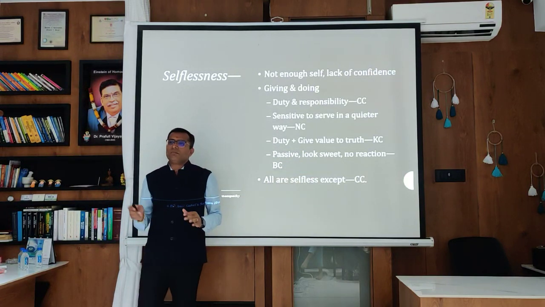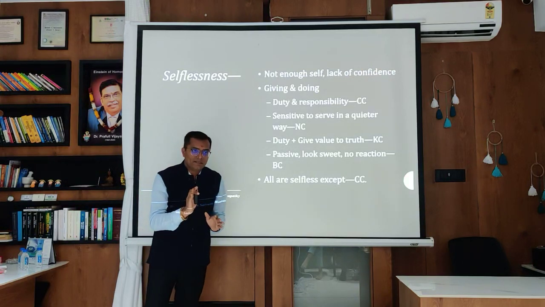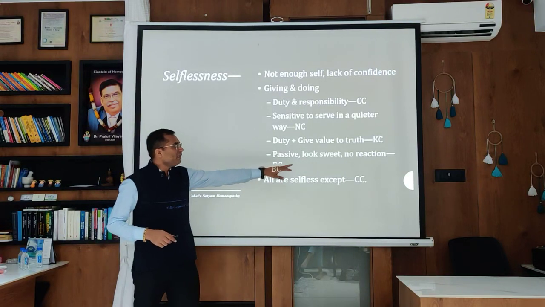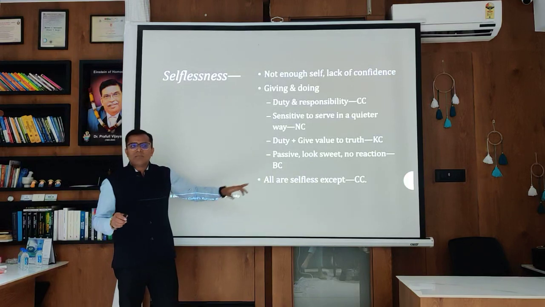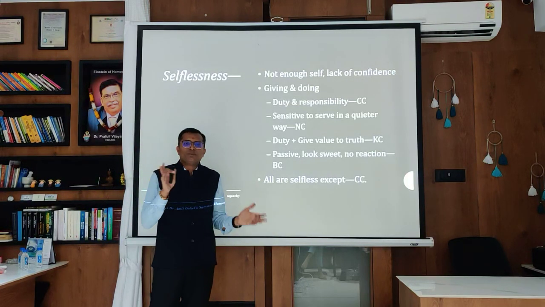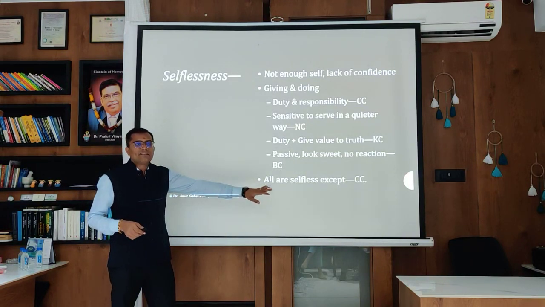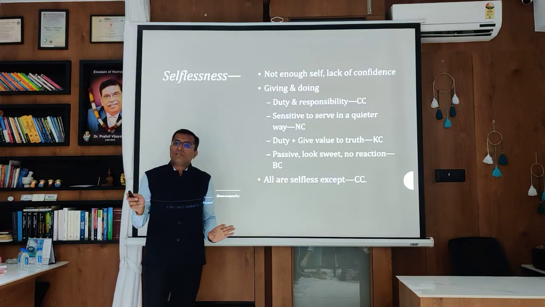Kalikab has a feeling that morally I am good. So my morals have to be maintained. So duty plus moral, passive, looks sweet, no reaction. But this is the Barata Kaap. They are passive. Passive means they are totally dependent on someone else. There is no responsibility at all. So all are selfless except Kalkira Kaap. Kalkira Kaap are very selfish, a very egoistic remedy.